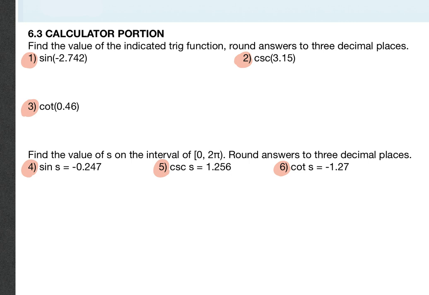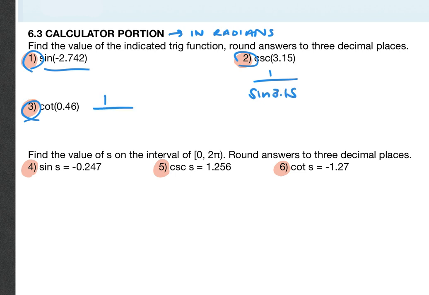These are literally 1, 2, and 3 using your regular buttons, either the sine, the cosine, or the tangent. For sine, the first one, you type it in exactly that way. You just have to make sure your calculator's in radians. For cosecant, this would be 1 over sine of 3.15. And for cotangent, this would be 1 over tan of 0.46.